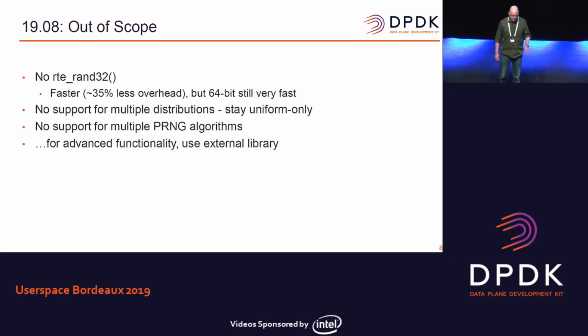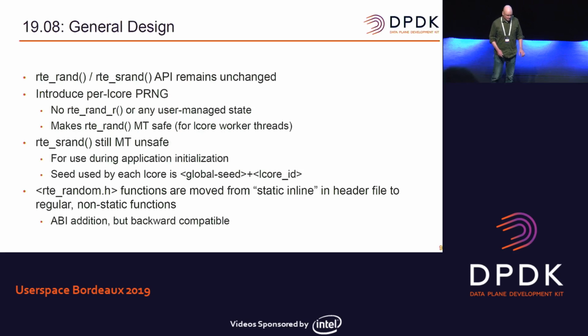You could also consider having multiple distributions. For example, if you look at how C++ does things, it's very configurable, both in terms of configurable distribution and support for a whole range of different algorithms. But I kept things simple in DPDK, and if you want the really fancy stuff, you can go to an external library. That was my reasoning.